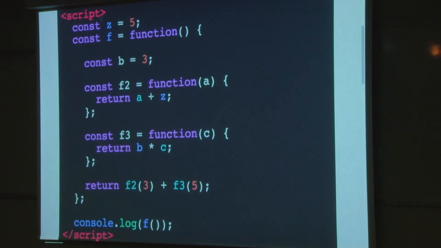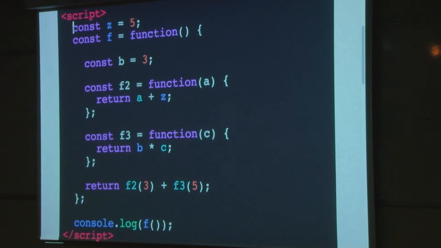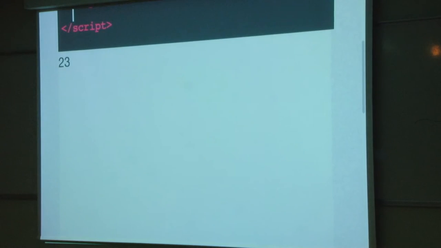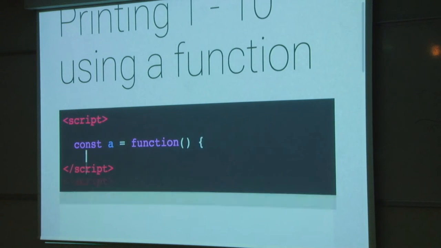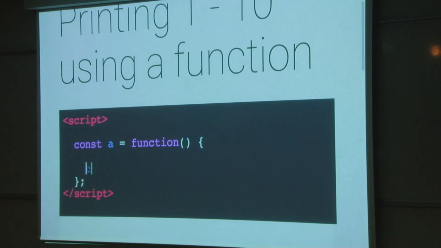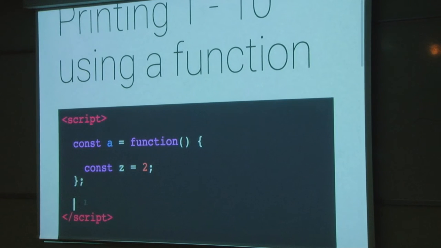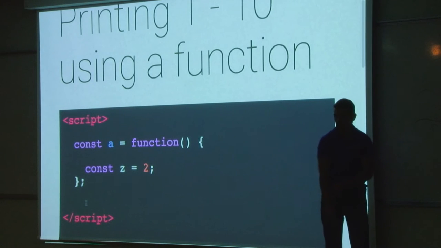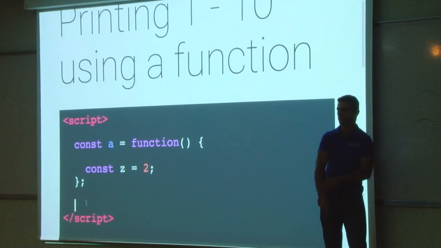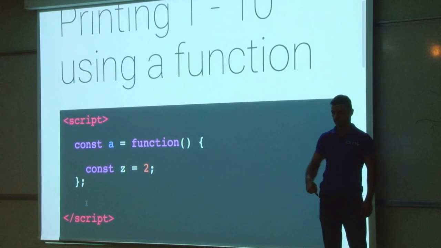Okay, but here's the thing. You can only go up. You cannot go down. What I mean by this is if I create a function, and then inside of this function I make a variable z, from here, I can never access z. Got it? So outside of the function, I can't, because then I have to go into the function, right? Can't do that. You can only go up. You cannot go down. Does that make sense?